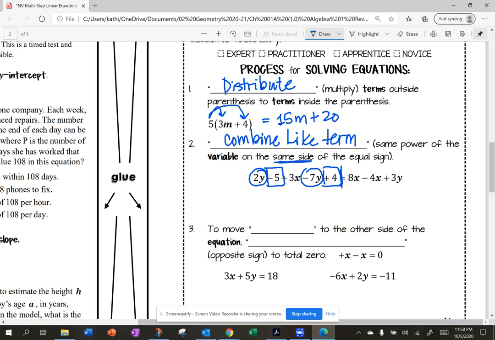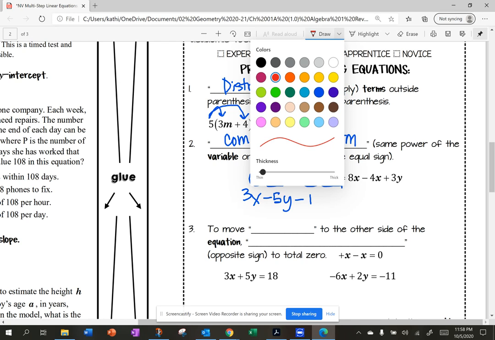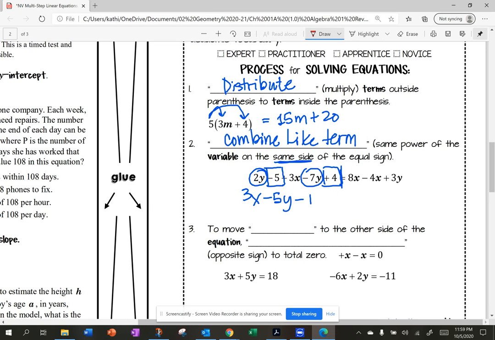Okay, so on the left side, I can write 3x minus 5y minus 1. Okay, on the right, I'm going to do the same thing. I'm going to combine my like terms. So I have a 8x and a minus 4x. So I have 4x plus 3. So combining like terms only has to do with one side of the equation.